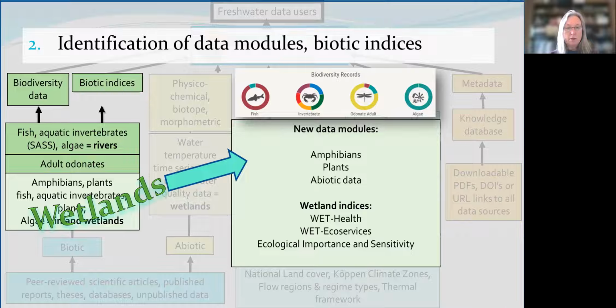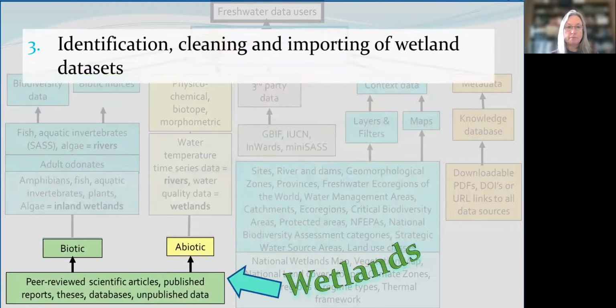Biotic indices that we are looking to include on a wetland-specific dashboard are WET-Health, WET-EcoServices, and Ecological Importance and Sensitivity. Three is the identification of wetland data sets for inclusion by the team into the database.